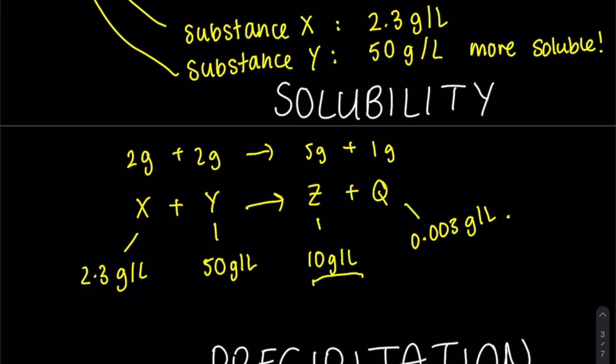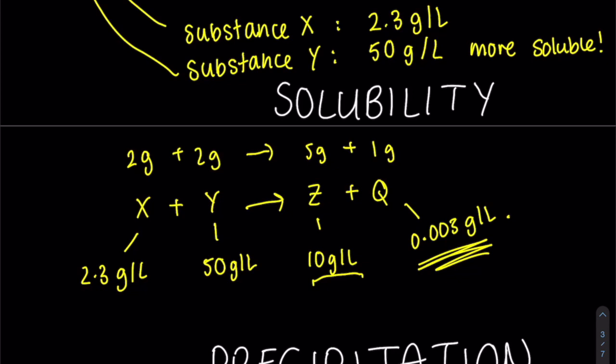I've got 5 grams in there. That's totally all right. That's beneath its solubility level. We're all good. However, Q is insoluble. It has a very low solubility of 0.003 grams per litre, and I have made 1 gram of it. I've decided. Not really, but we'll pretend. I've made 1 gram of it.